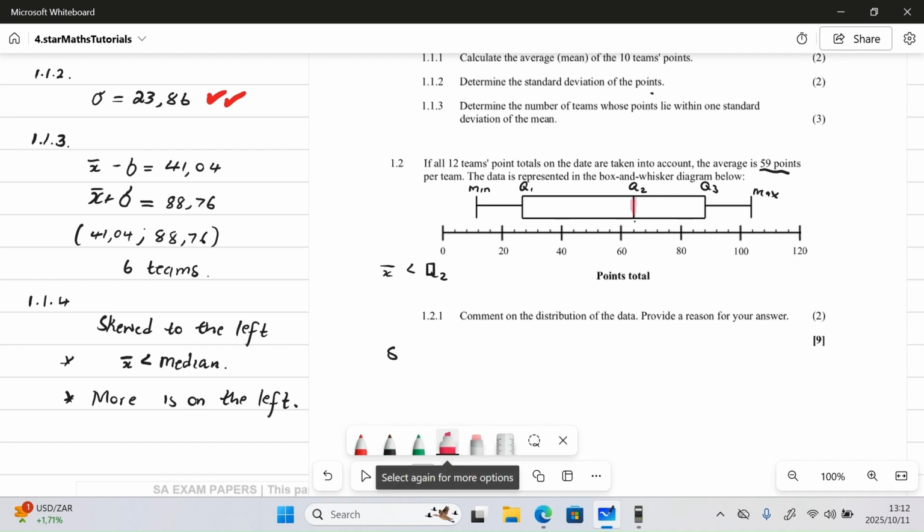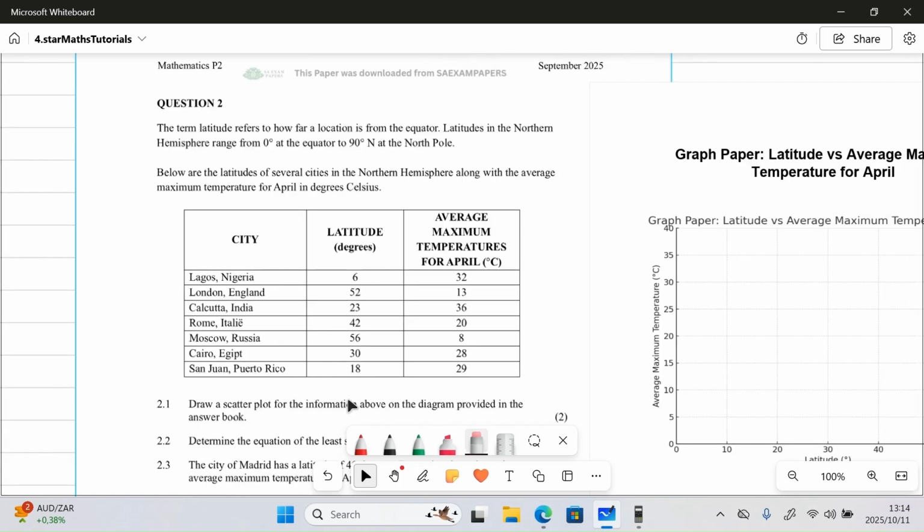We check the space. If the space on the left hand side is greater than the space on the right hand side, it means that more information is on the left hand side, hence we say that the data is skewed to the left. Now, some data that include 2 variables.